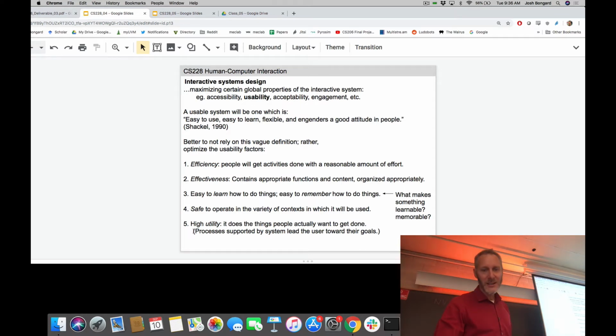Okay, utility, this one's a little bit tricky. It's, again, related to efficiency and effectiveness. It does the things people actually want to get done, right? So we're not, again, deflecting them away from what they're actually trying to do.